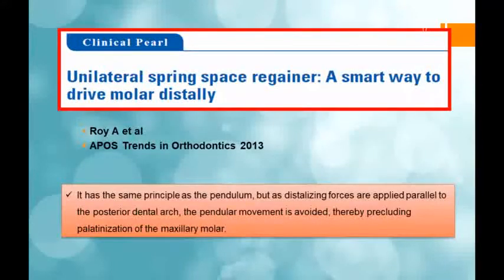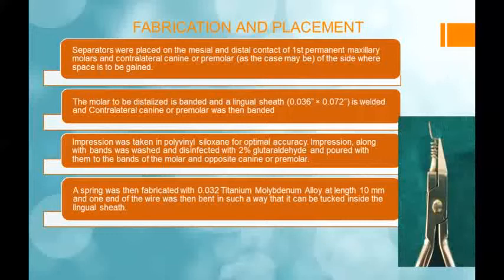Now, one case report on the unilateral spring space regainer, a smart way to drive molar distally, by Roy A. et al. in 2013. This unilateral spring space regainer has the same principle as a pendulum, but as the distalizing force is applied parallel to the posterior dental arch, the pendular movement is avoided, thereby precluding the palatinization of the maxillary molar. Here they fabricated a spring and the appliance.